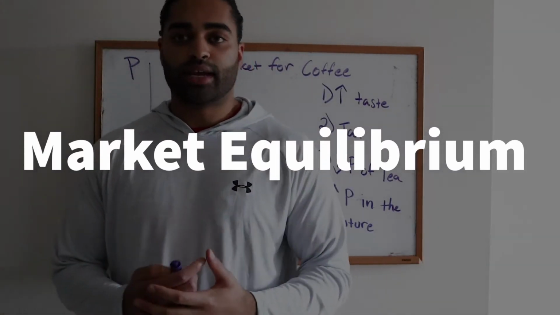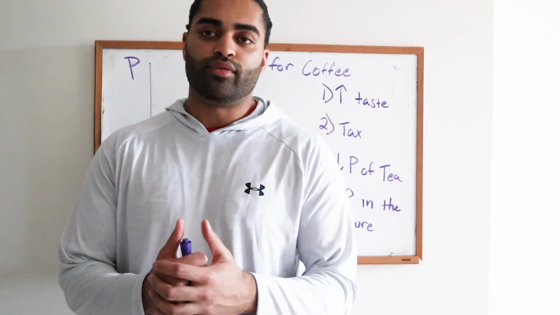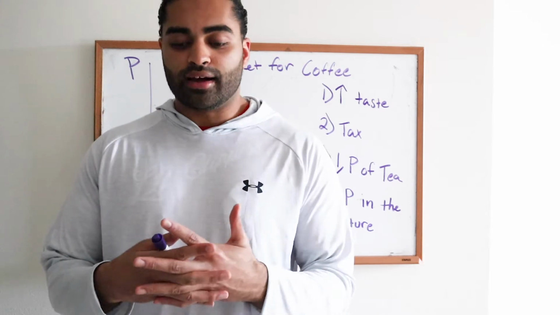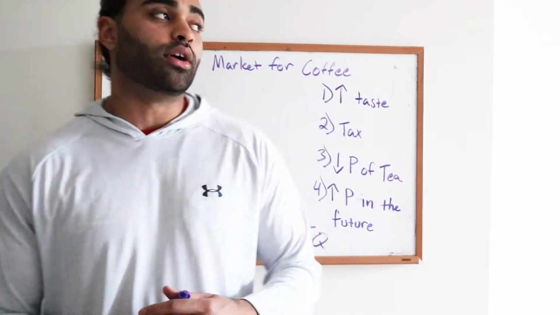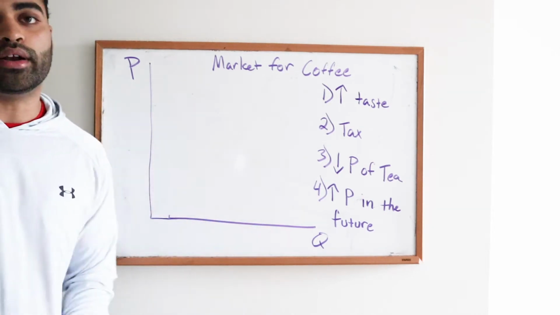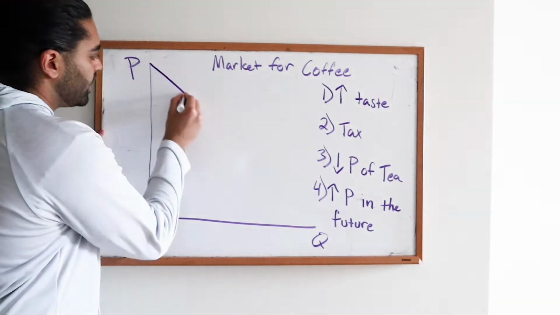Welcome back, economists. Today we're going to be focusing on equilibrium and the market. So now we've gone over supply, we've gone over demand. Now we're going to combine both of those concepts on one graph. So here we have the market for coffee, we have our price, we have our quantity. So the first thing you're going to do is make sure you draw in your supply and your demand.